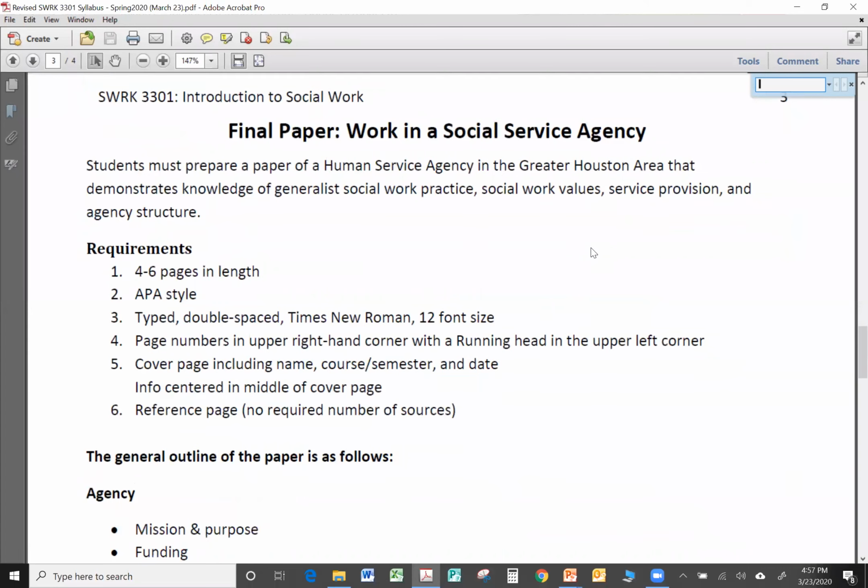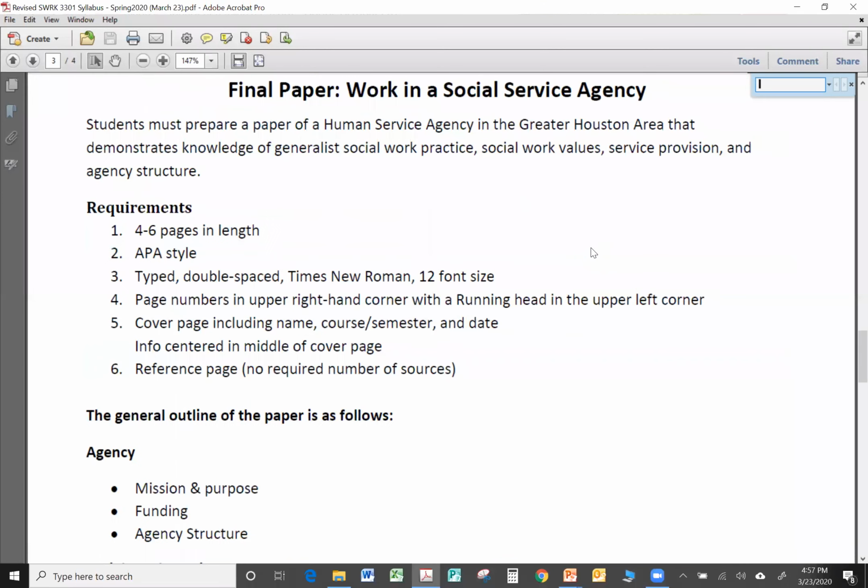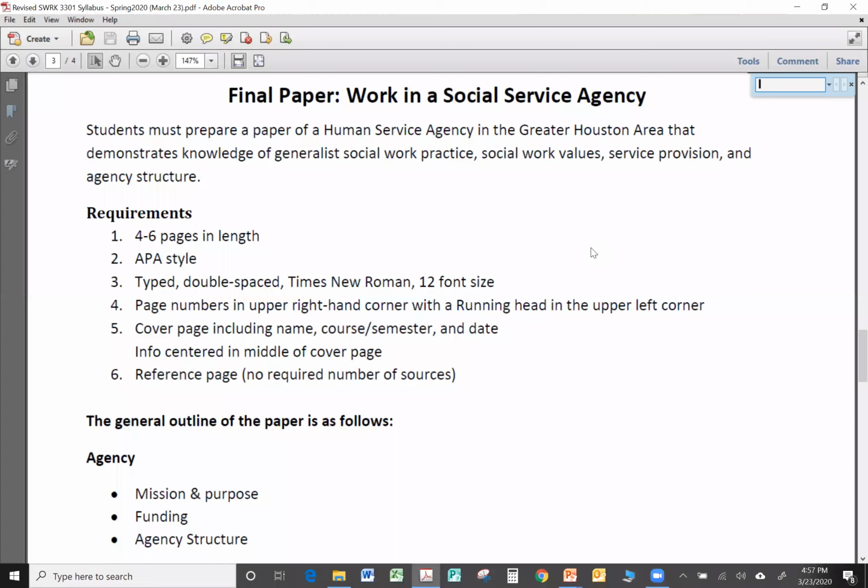If you looked at the old syllabus, you would see that this final paper is very similar to the paper that you were going to do. You're welcome to write a paper on any human service agency. But what you might consider doing is, if you had any volunteer hours at a social service agency, you can do it on that one, since you've been kind of prepping for that.